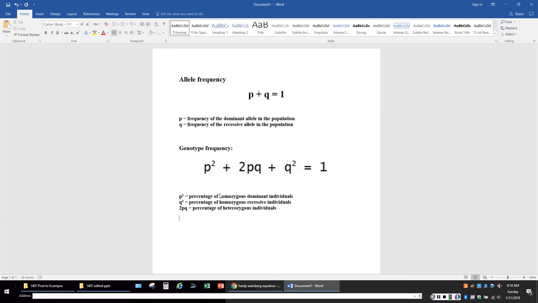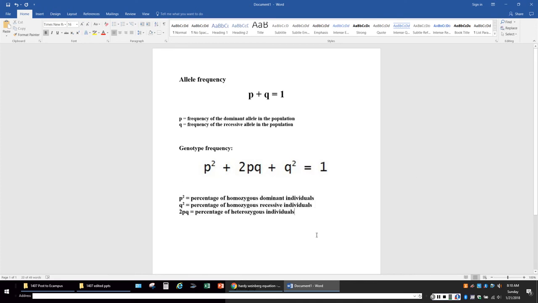Now, we can use what's called the Hardy-Weinberg equilibrium equation, which is p squared plus 2pq plus q squared equals 1. This basically is describing the genotypes in a population if that population is in Hardy-Weinberg equilibrium, meaning that allele frequencies aren't changing generation to generation. So in this formula, let me make this a little bigger, the p squared is representing the percentage of homozygous dominant individuals.